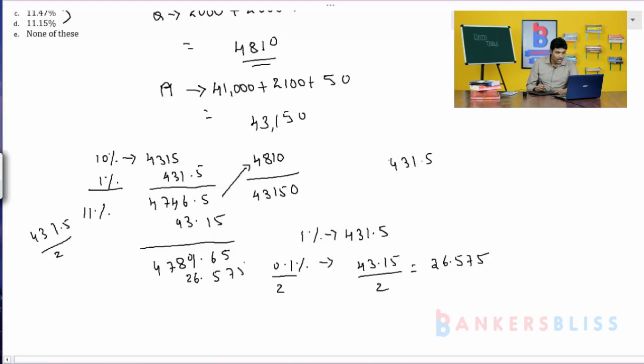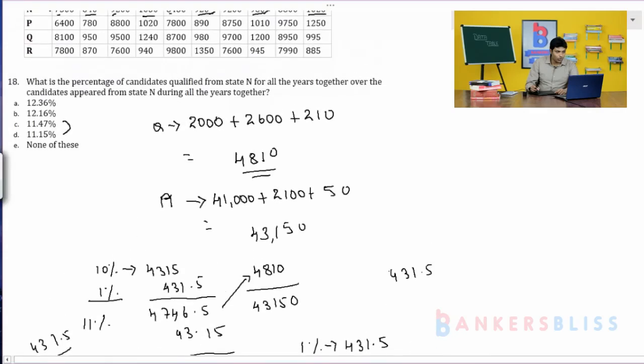26.575 if you add, how much are you going to get? So 5, 7 plus 5, 12, 1 carry, 6 plus 6, 12, 10 plus 6, 16, 1 carry, 11. So 4816.225 you are going to get, but you should get 4810.